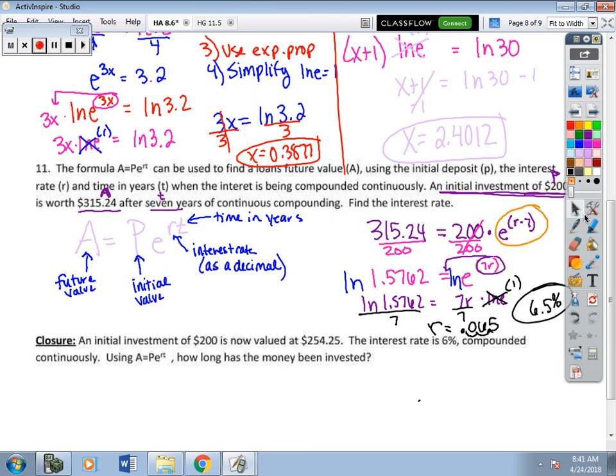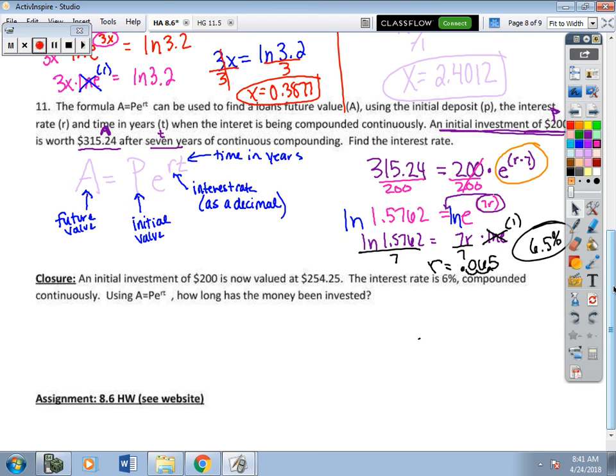So you can try the closure, which asks you to find the number of years. So you would be finding T. This time they give you A and P and R, and they ask you to find out what T is. So your answer for this one will be in years.